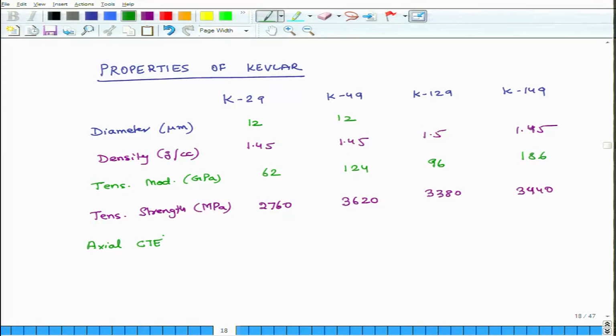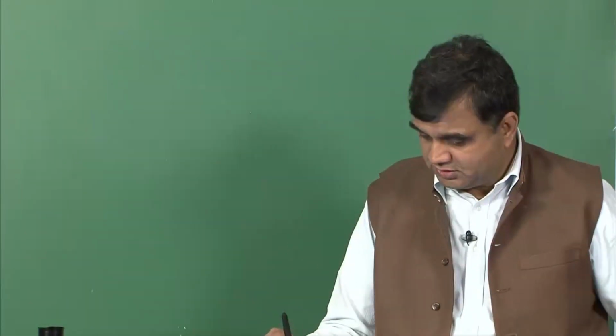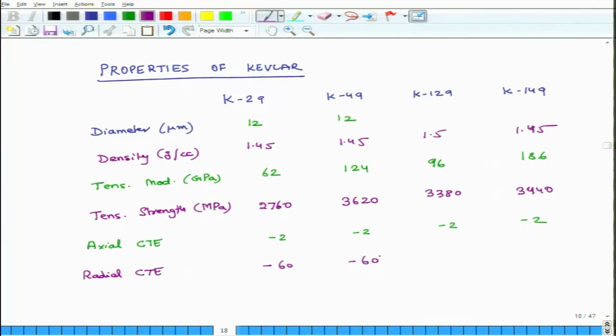Axial CTE, coefficient of thermal expansion, in the axial direction, in the length direction, it is -2, -2, pretty much the same, okay. But here is the thing, radial CTE. If you heat Kevlar, it shrinks, and you would think it will become fatter, but it becomes thinner also, okay. So it is -60 and -60. The units are 10 to the power of -6 per degree centigrade.